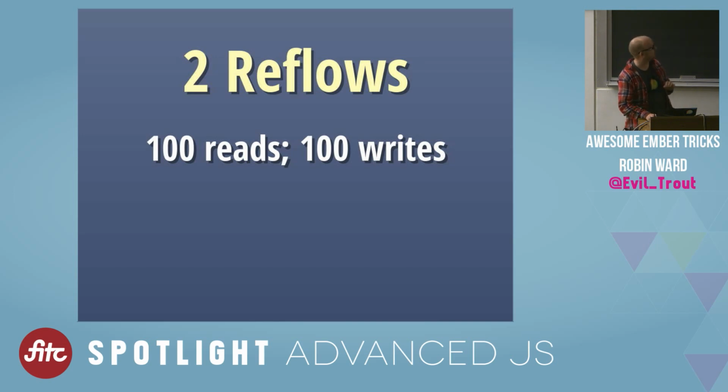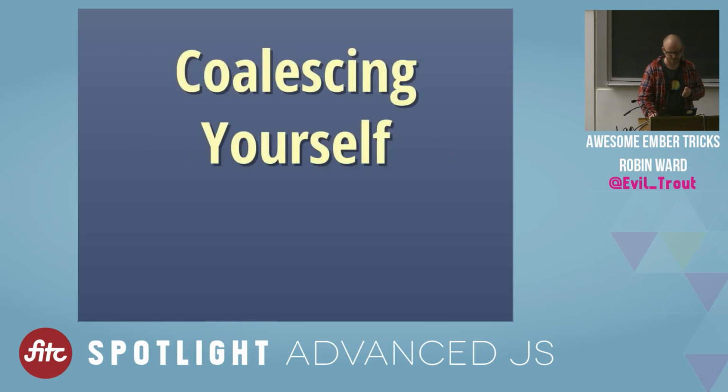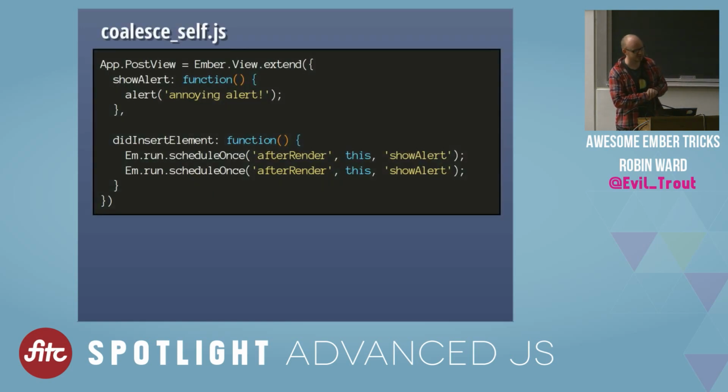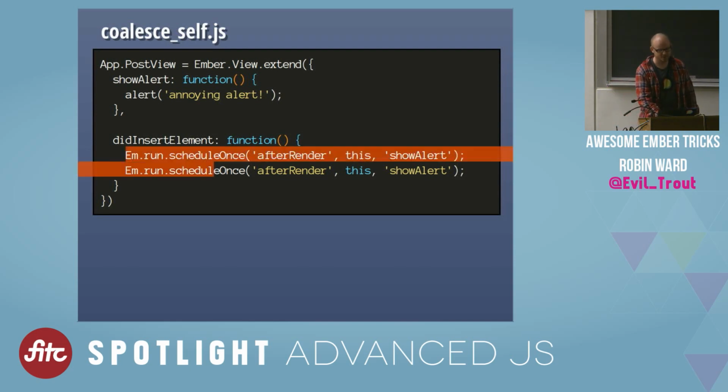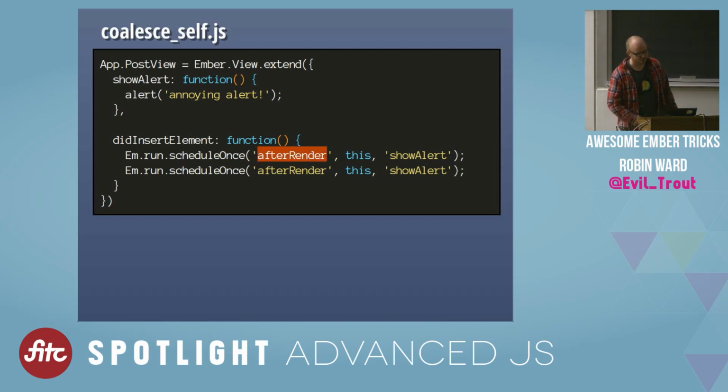So that's a really cool example of something you can do in Ember because it has its built-in structure. You can also coalesce yourself. This is less common, but I wanted to show an example of it. So here, you can use Ember run schedule once, and after render is the event that we want to trigger, and then you pass a context and a method name. In this case, because I've said schedule once, if I called this like 10 times, the run loop is smart enough to coalesce and join them all into one, so that the annoying alert there would only happen once.